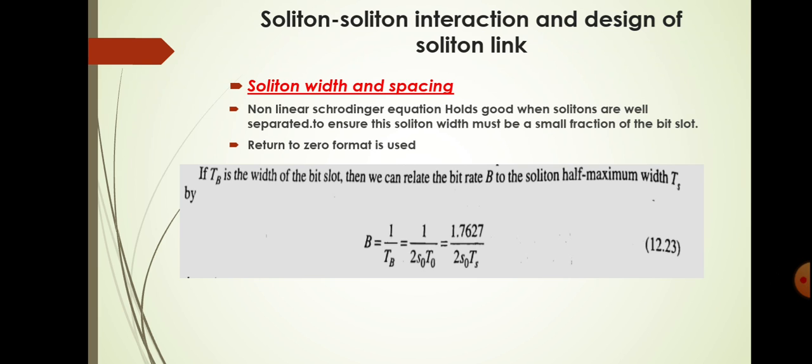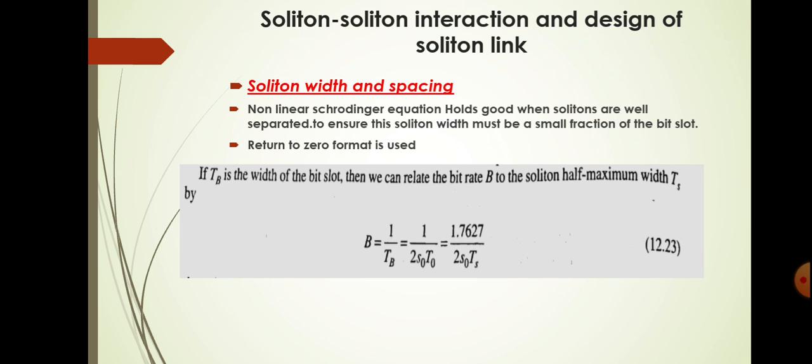We have discussed the nonlinear Schrodinger equation which represents the Soliton, and this equation holds good when the separation between the solitons is large, when there is a good separation between the solitons. To ensure this condition, soliton widths must be a small fraction of a bit slot. Usually for communication purposes we use the return to 0 coding technique, and in the case of solitons we also use the return to 0 format.